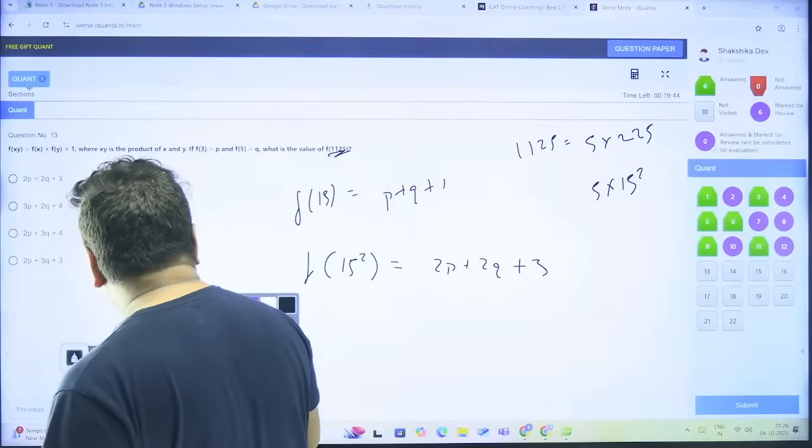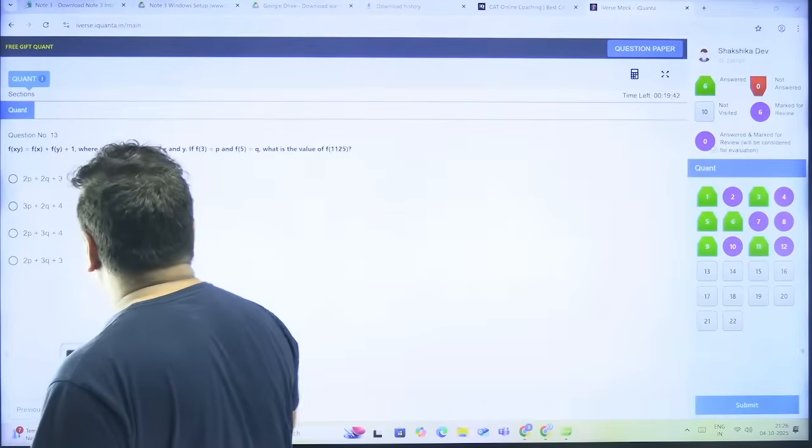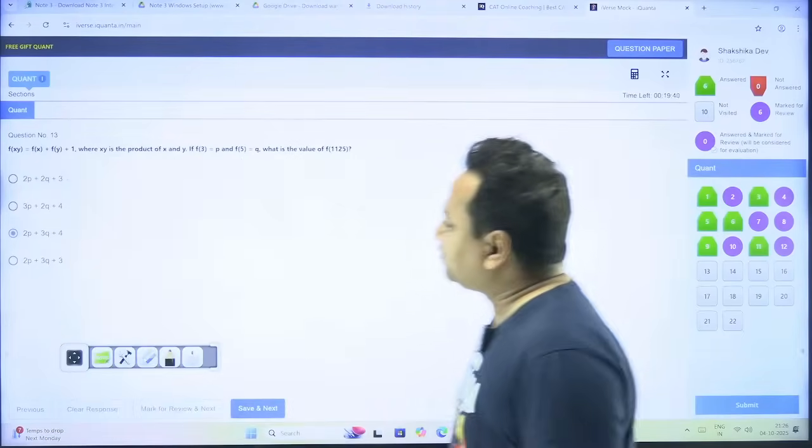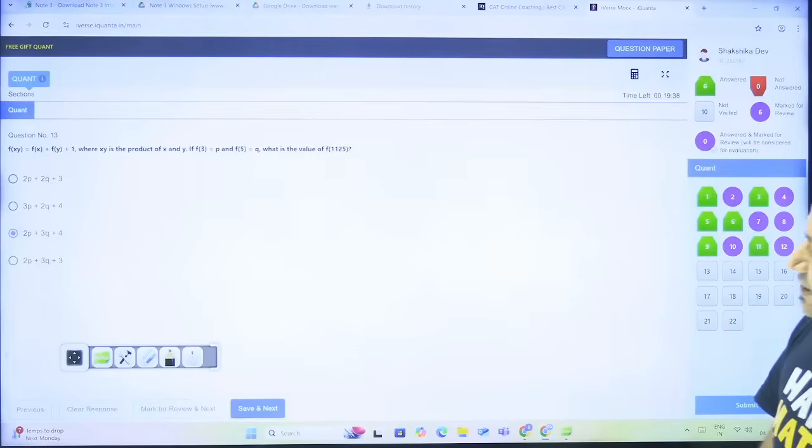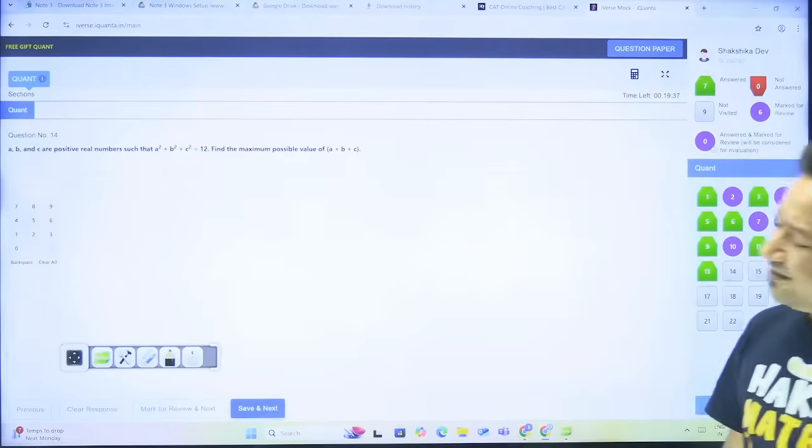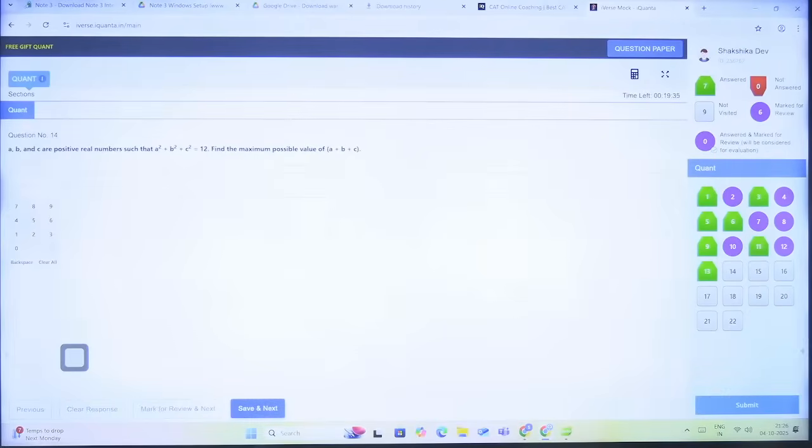See, this is a very nice question, and I hope those who could not solve it earlier must have enjoyed this process, right? 2p plus 3q plus 4 is, I hope, the correct answer, right? All of you got that? How much time is left?